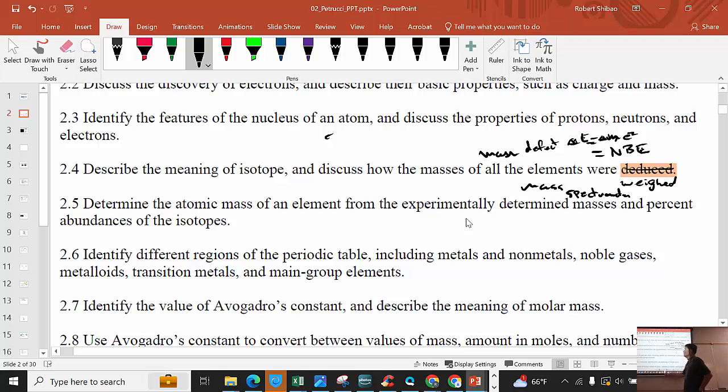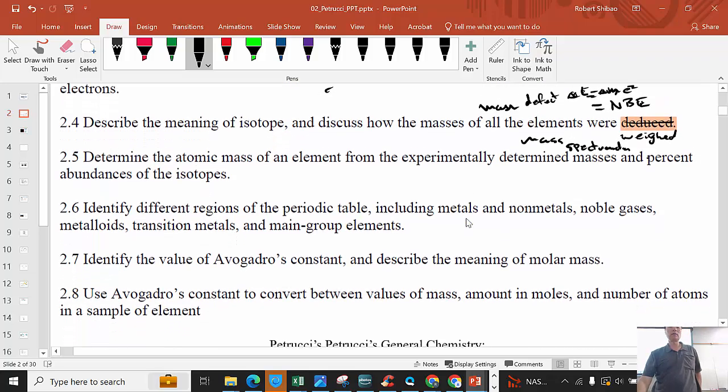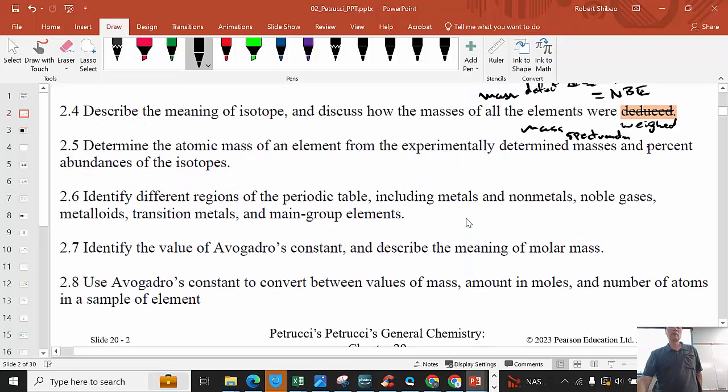Maybe not. 2.5, determine the atomic mass of an element from experimentally determined masses and percent abundances of isotopes. Experimentally determined masses, that's a mass spectrometer. From the weighed masses, we compile these into tables. These are called the table of isotopes. We can find how much they weighed. This is just the average atomic mass. The average atomic mass is what's given on the periodic table.